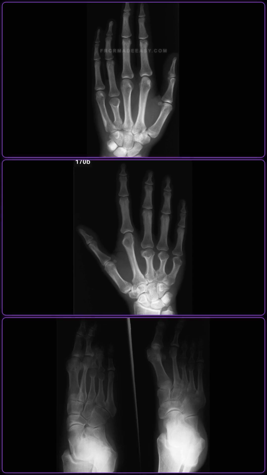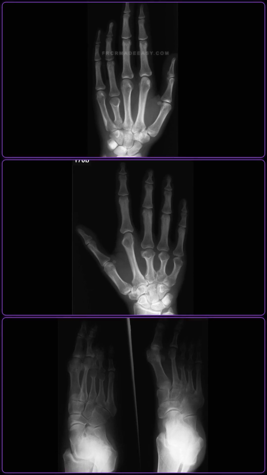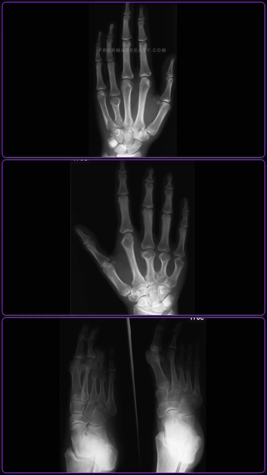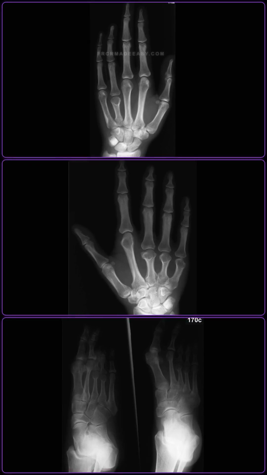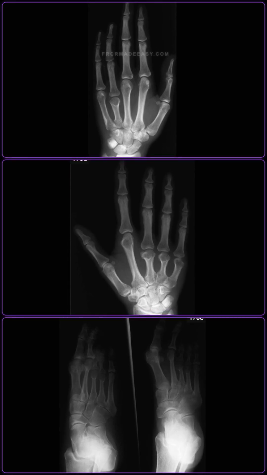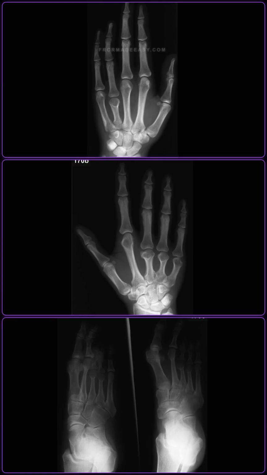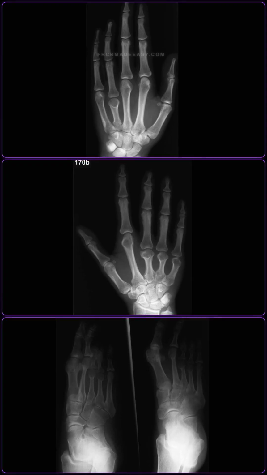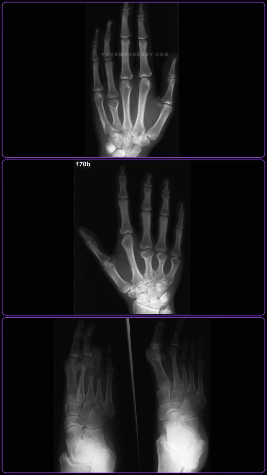Pseudopseudohypoparathyroidism has identical physical and radiological features, but biochemical tests show normal serum calcium and parathyroid hormone levels. Turner syndrome affects females with a 45XO karyotype, presenting with short stature, a webbed neck, small iliac wings, coarctation of the aorta, horseshoe kidney, and Madelung deformity of the wrist.